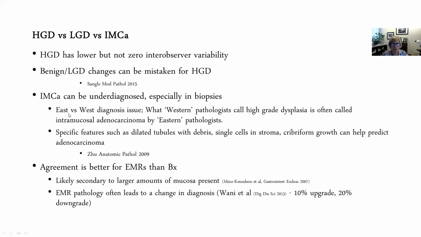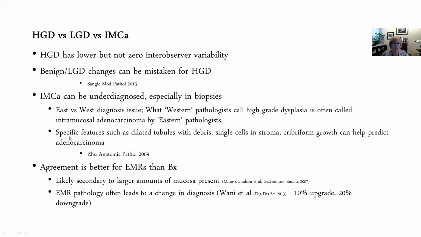This is also an area where we have an East versus West diagnosis issue. What pathologists in the so-called West, which is basically North America and Europe, call high-grade dysplasia is often called intramucosal adenocarcinoma by pathologists coming from Southeast Asia, where they've seen a lot of this, not so much in Barrett's esophagus, but it's coming across from gastric cancer diagnoses. So this is something that the Vienna Classification was intended to try to fix, but has not completely eliminated.